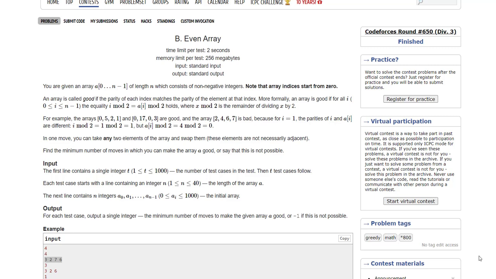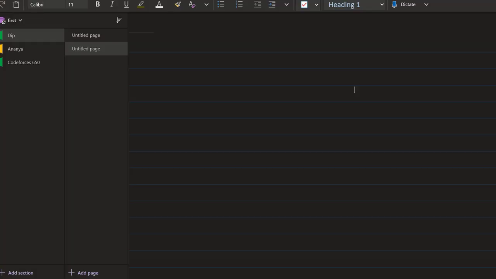Hello friends, we will now discuss Codeforces Round 650 Division 3 problem number B. Let's first see what is asked in the problem. You are given an array A, the indices of which are 0, 1, 2, up to n minus 1. So the array has a length of n.